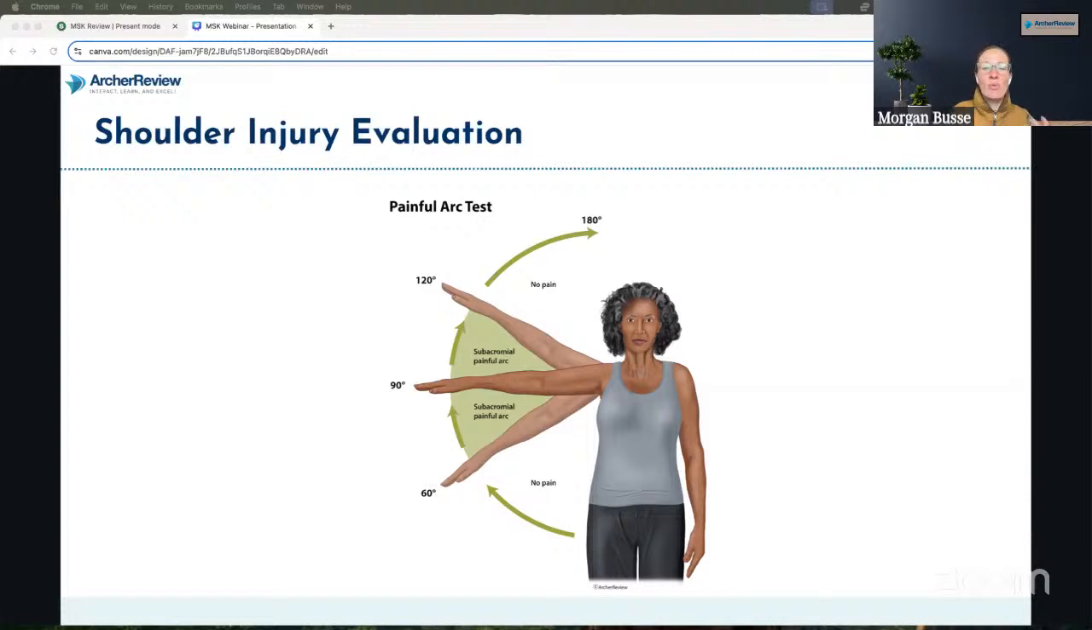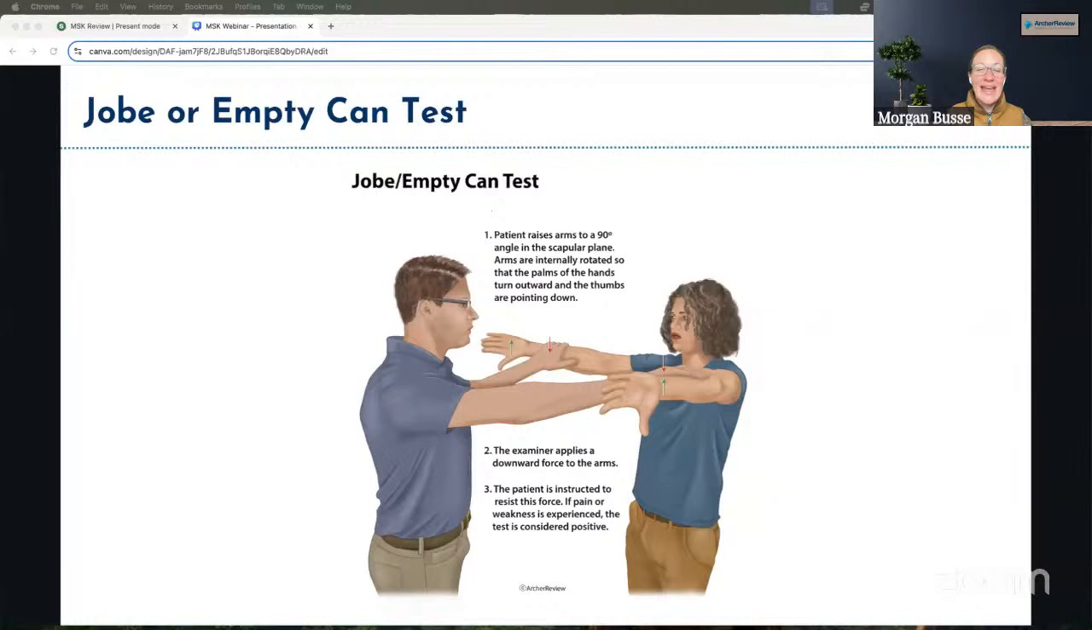That's a positive. Depending on your level of concern and what else is happening in the mechanism of injury, we may consider something like PT or home exercises. Okay, if you have that, you could start there depending, or an MRI. All right. Then we go to our Jobe or the empty can test.